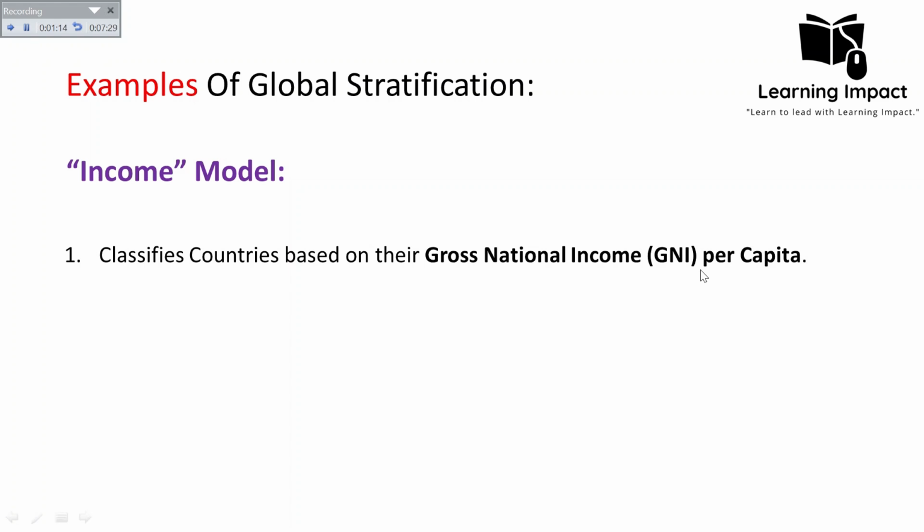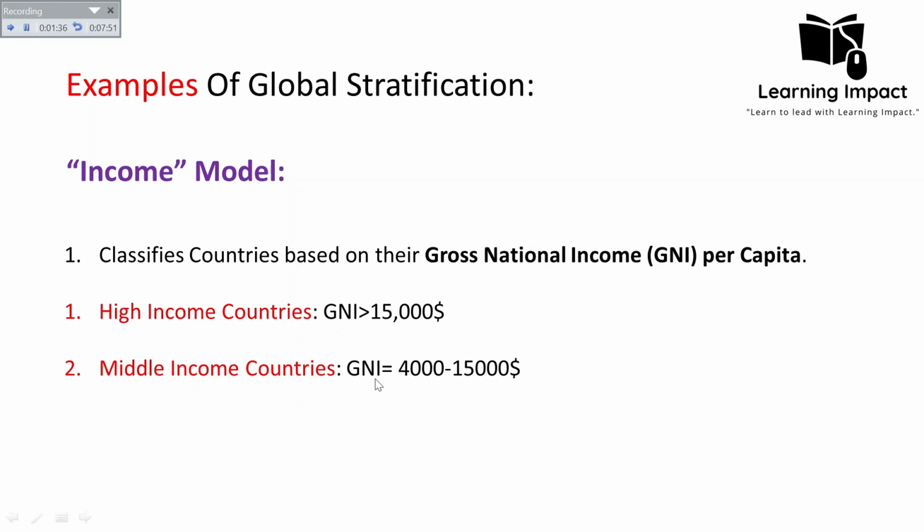So in this model, there was a kind of objective criteria to measure the level of development of countries, and then they were classified accordingly. The high-income countries were those whose GNI was greater than $15,000. The middle-income countries were those whose gross national income was between $4,000 and $15,000, and the low-income countries were those whose gross national income was less than $4,000. This was all the classification done on the basis of gross national income.